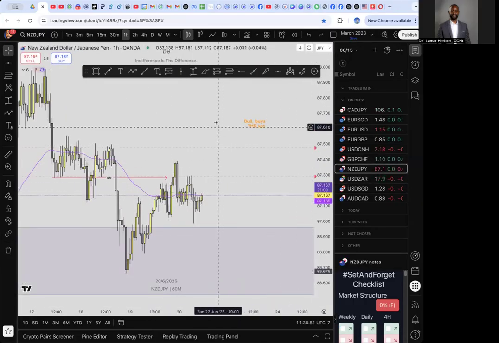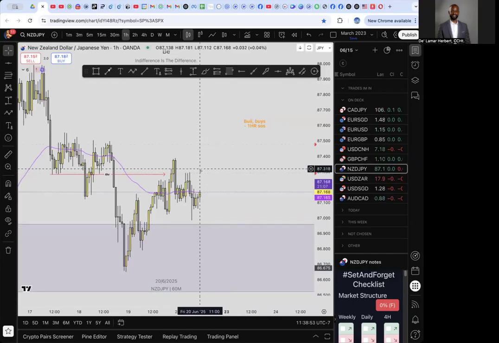Next, we have NZD JPY. We're looking for buys here. Again, we're going to look for a 1 hour structure shift because this is our high, this is our lower low, lower high, lower low. So we just need to see a structure shift here, and then we'll start looking for buys here.